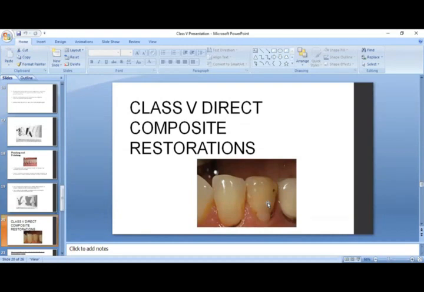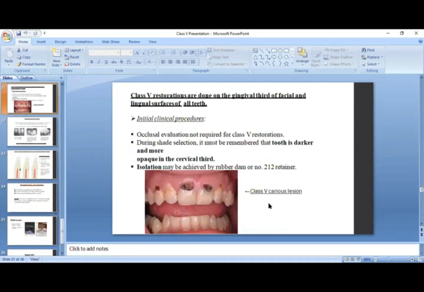Because in order to do that composite restoration or the tooth color restoration, we are not supposed to produce that much retentive and retention features. Occlusal evaluation is not required for the class 5. Even in the case of the amalgam restoration, as a protocol we should examine the occlusion, but it is not mandatory for the class 5, right? Because of the location of the class 5 region.